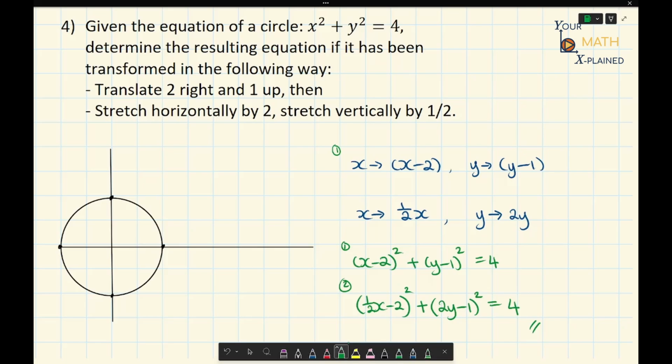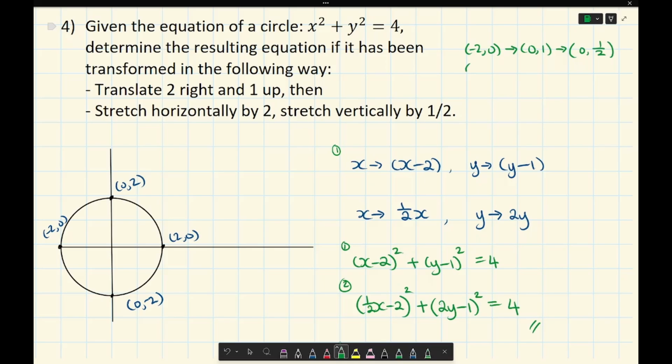In fact, let's go ahead and actually draw what this new graph looks like. So we can go ahead and take our original points, (0, -2), (2, 0), (0, 2), and (-2, 0). So we're going to take, let's say, our (-2, 0) first. We're going to translate it 2 units to the right and 1 unit up. So that's going to be (0, 1). And then we're going to perform our stretches, and it's going to end up at (0, 1/2).